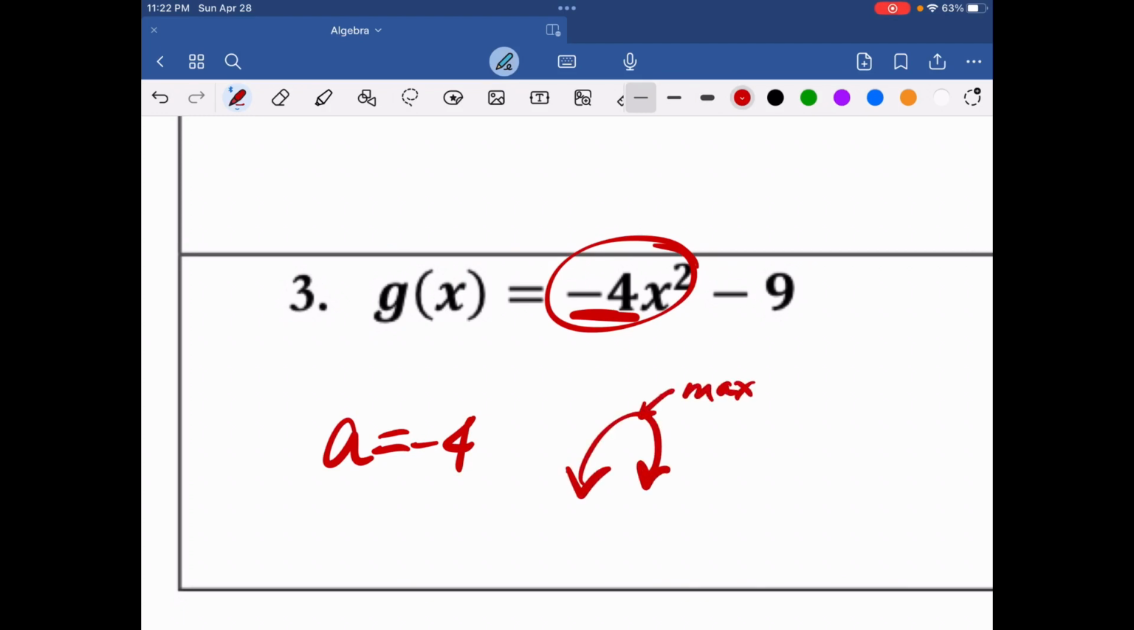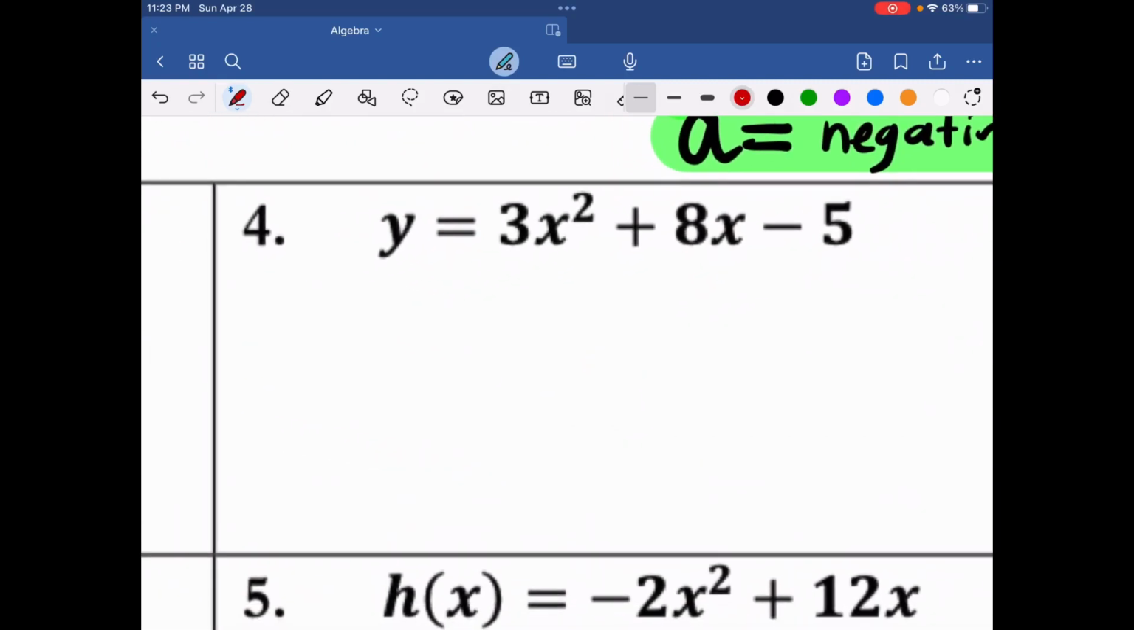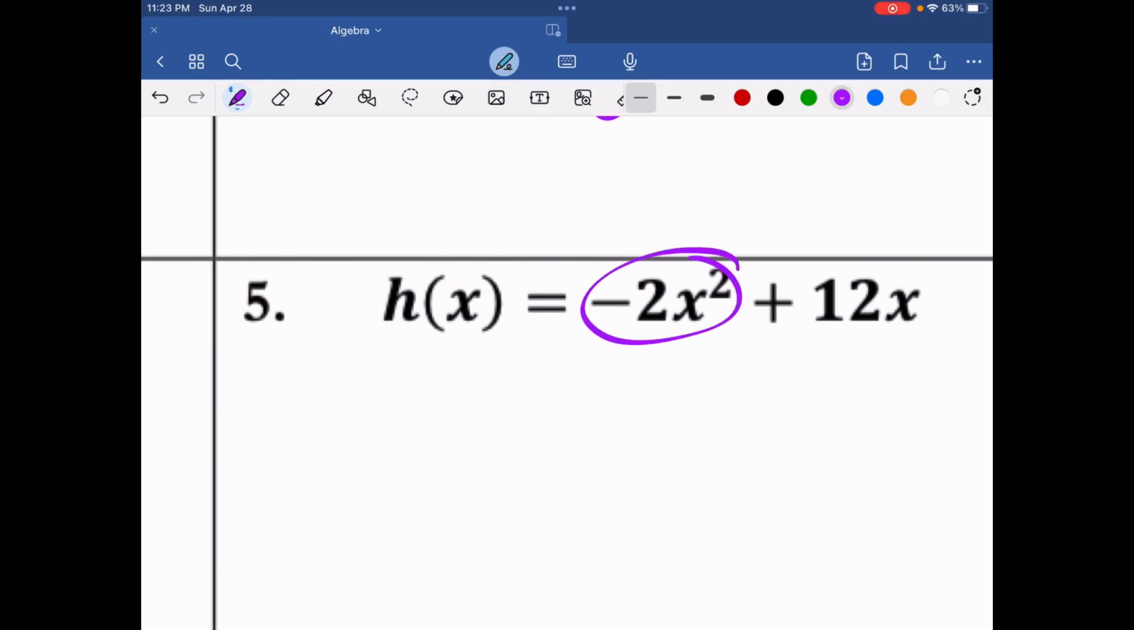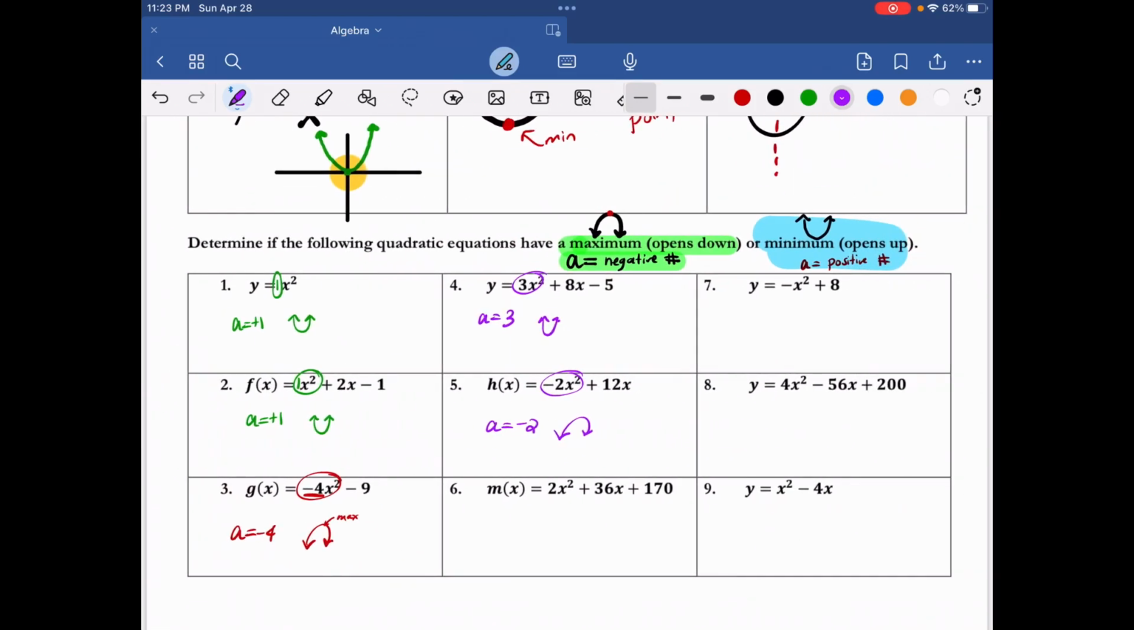Okay, that's a max. Number 4, what number is in front of x squared? A positive 3. a equals a positive 3, so it's a normal U. Number 5, what number is in front of x squared? A negative 2. a equals negative 2, so it's upside down. You should be able to finish the rest. You're just doing the same thing. Look at the number in front of x squared and then tell me what it is, normal U or upside down.